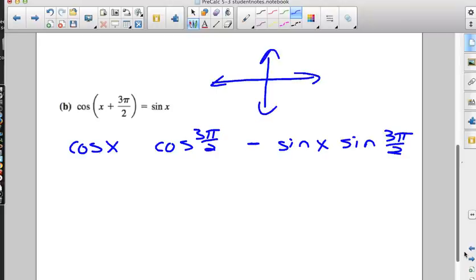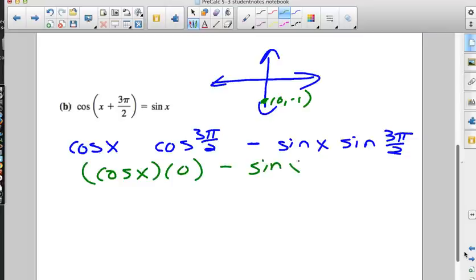And think visually about that 3 pi over 2 location. And realize that wherever cosine of 3 pi over 2 is, that's a 0. And back here, sine of x times the sine of 3 pi over 2, that would be a negative 1. This is gone. Minus a negative, when you multiply those together, is sine of x. So it's a proof because it says proving reduction formulas.